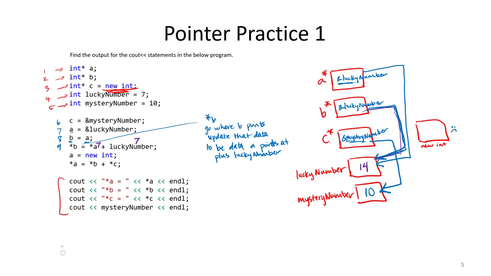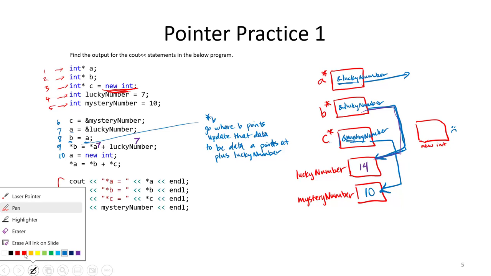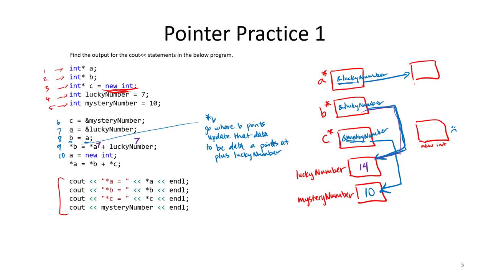All right, we're almost done. In line 10, we are saying A points to a new int. Currently, A is pointing at lucky number. But writing A equals new int is going to make my pointer A now point at a new int. Notice this is not the same new int we had before. That one was abandoned. So now A is pointing at some other dynamic variable.